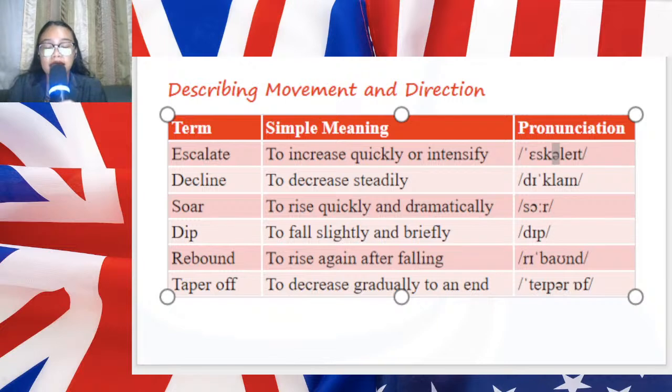That is dip. Now, the pronunciation is very simple. We start with the letter D sound followed by a short E vowel sound and end with a P sound.